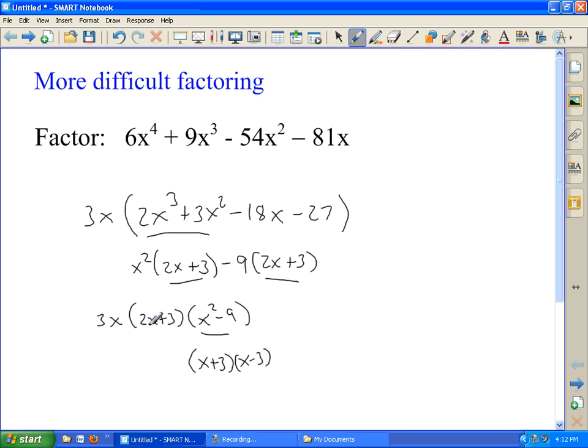You still have the 2x plus 3 as one of your factors, and you have the 3x. So this is now completely factored. If you multiplied everything here together, you should get back what you started with.